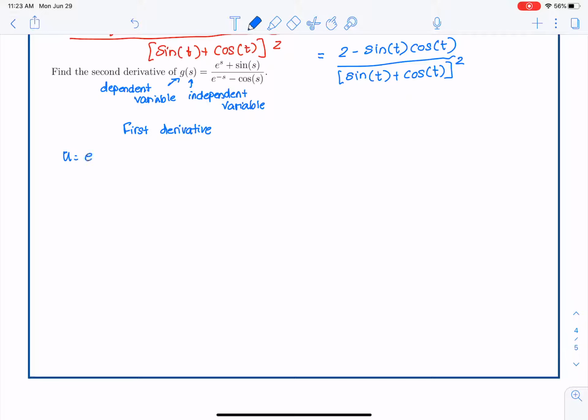U is e raised s plus sine s. V is e raised negative s minus cosine s. U prime is e raised s plus cosine s. V prime, we know the derivative of e raised negative s is negative e raised negative s. The derivative of cosine s is negative sine s. So we end up getting negative e raised negative s plus sine s.